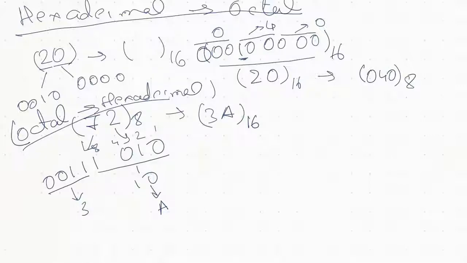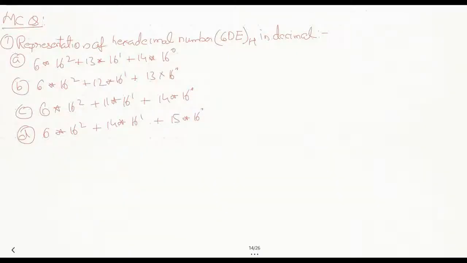Afterwards we will see some problems of these kinds of conversions, and we will solve some MCQs, and this will make our concept a bit better. Now let's solve some MCQs. The first question is the representation of the hexadecimal number 6DE. At certain times they would give H, or they might give 16. Both of them symbolize hexadecimal notation. So it is given 6DE.